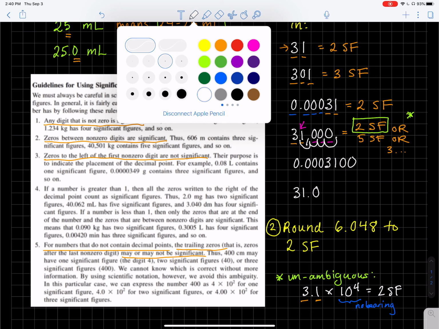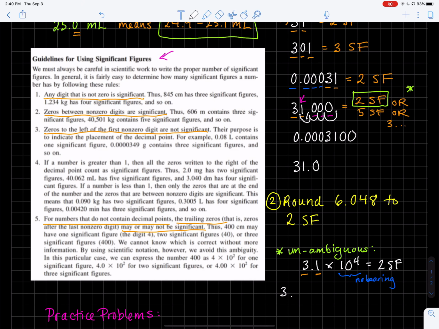All right. If I write this number as 3.100, for instance, times 10 to the 4th, it's still the same number. It's still 31,000. But now this number here has these two numbers significant, and these next two numbers are also significant because of this rule here. If a number is greater than 1, all the zeros written to the right of the decimal point count as significant figures. So these zeros are to the right of the decimal point, and this number, 3.1, is greater than 1. So those are all significant.